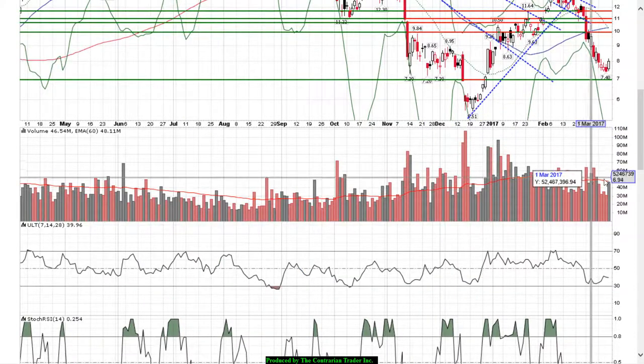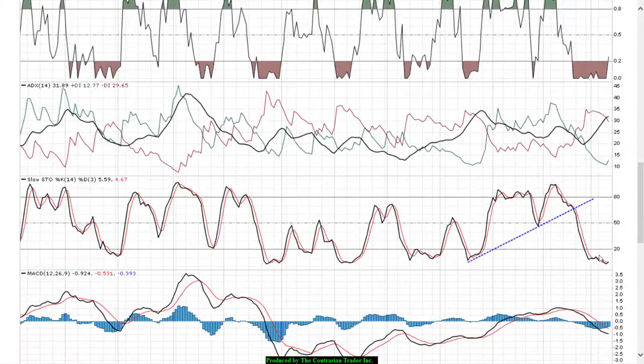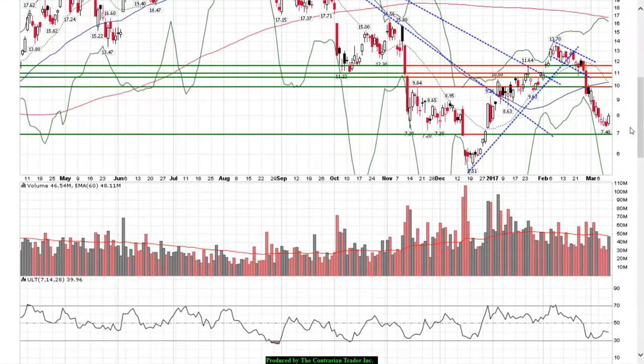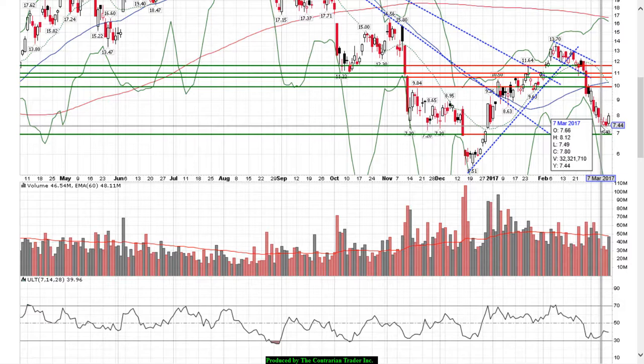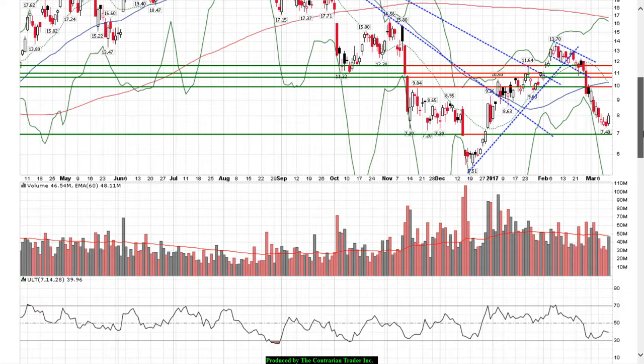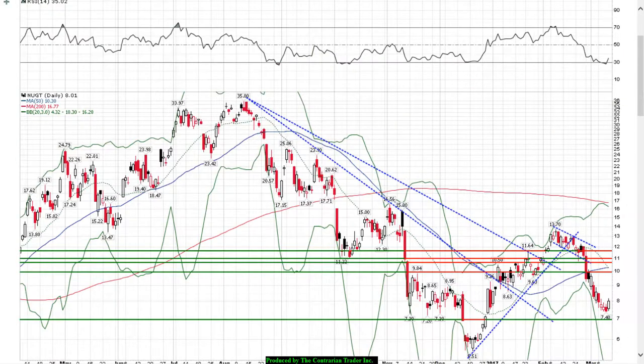Take note of volume. It was about average on Friday. Stochastics are beginning to hook up. So the indicators are implying that we may have a bottom here on NUGT, and that we should look to begin building a position fairly soon. And again, members, we'll talk more about this on the week ahead commentary.